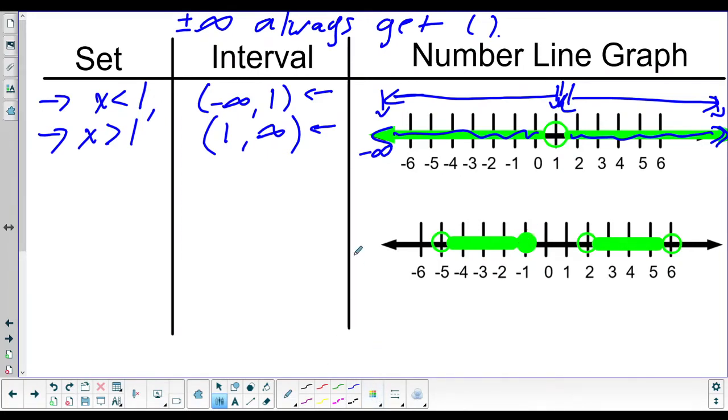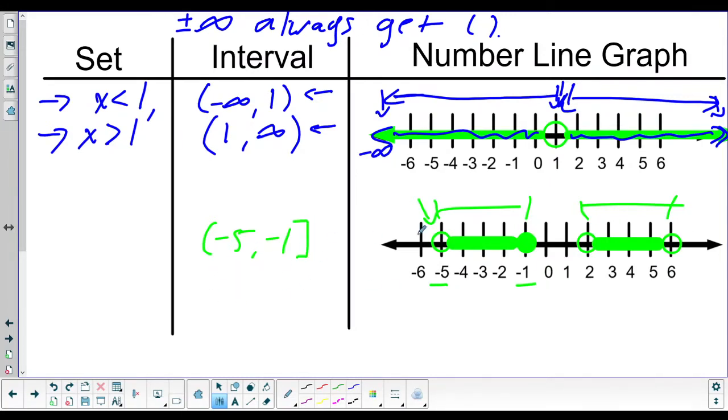So we're going to need 2 intervals because we have 2 chunks, all right? We got this chunk, we got this chunk. So let's do this chunk first. It goes from -5 to -1. The -5 is not included because it's an open circle, so it gets a parenthesis. The -1 is included, though, because we have a filled-in circle, so it gets a bracket.